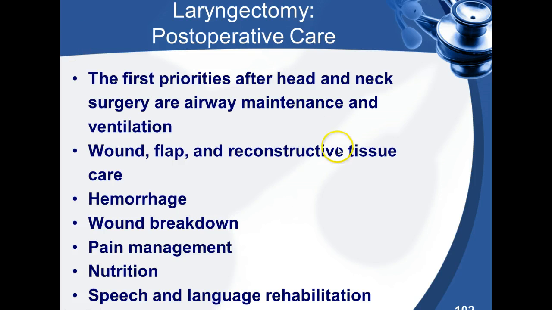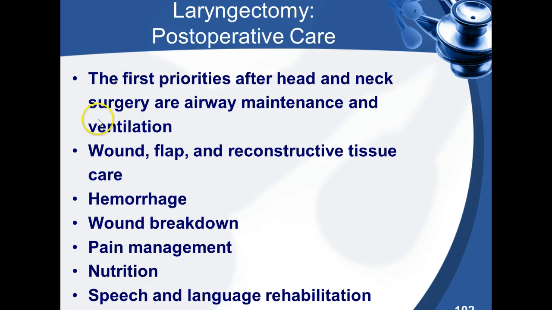So for instance, what is the first priority after head and neck surgery? Airway maintenance and ventilation. If they have a wound or a flap, you're going to take care of that to prevent infection. You're going to make sure they're not bleeding. You're going to do pain management, nutrition, which is really big, and speech and language rehabilitation.